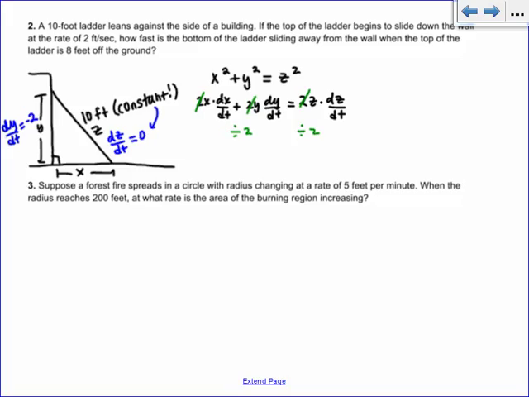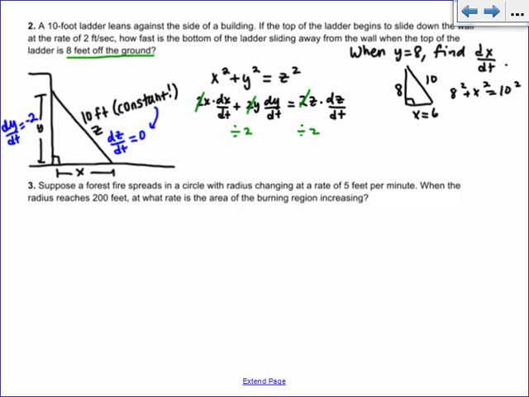All right, and it says, how fast is the bottom of the ladder sliding away from the wall when the ladder is 8 feet off the ground? So we're saying when y equals 8, we're finding dx over dt. So y we know is 8. If we know y is 8 and we know z is 10, can you guys find x? It is 6. Do you guys see it's a 3, 4, 5 right triangle, 6, 8, 10? If you didn't know that, you could do 8 squared plus x squared equals 10 squared, and you would get x equals 6.